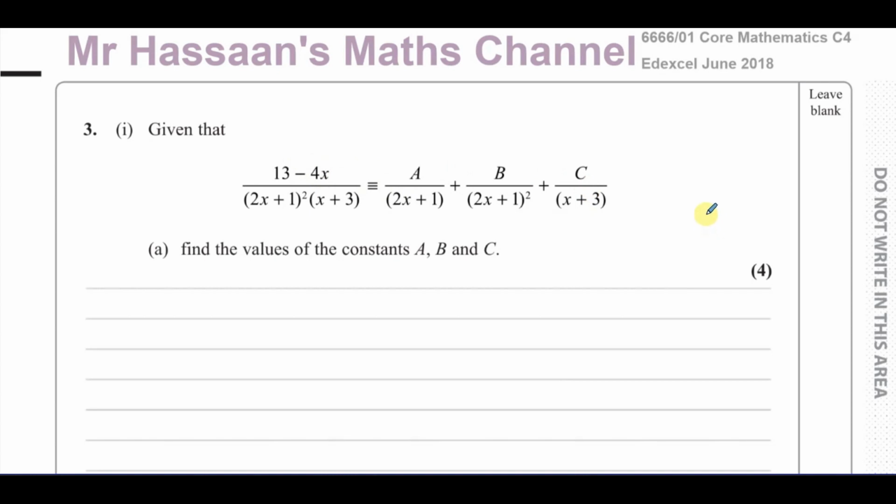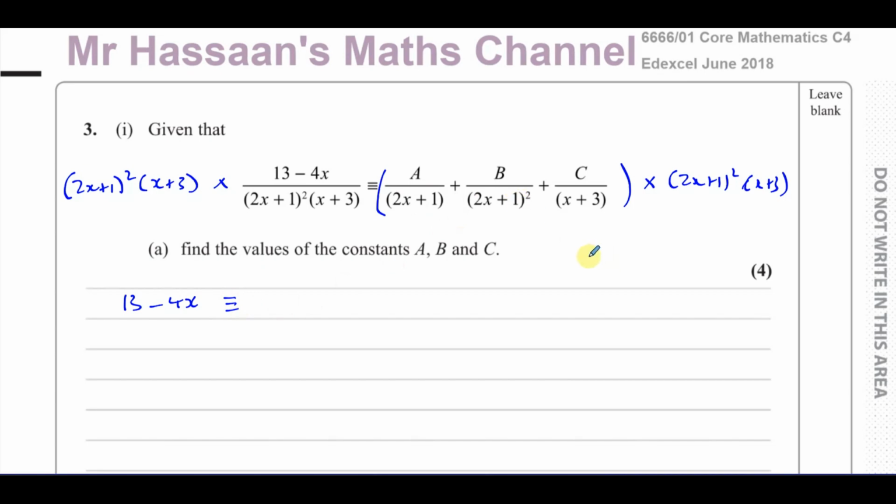Now, from what they have given us here, we can go ahead and find the values of A, B, and C quite easily. The way we need to do that is, first of all, to get rid of the fractions from this identity by multiplying both sides by 2x plus 1 squared times x plus 3. So I'll multiply both sides of this by that. If I multiply this side by that, they just cancel out. You're left with 13 minus 4x. That's our left side of the identity.